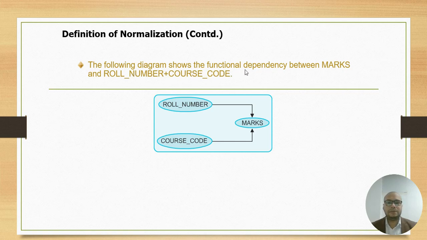The following diagram shows the functional dependency between marks and roll number plus course code. By roll number we can see the student marks, and by course code you can also track the information. Like when you go to a university or college, by roll number you are able to track all the information of the student. Why? Because roll number is the primary key.